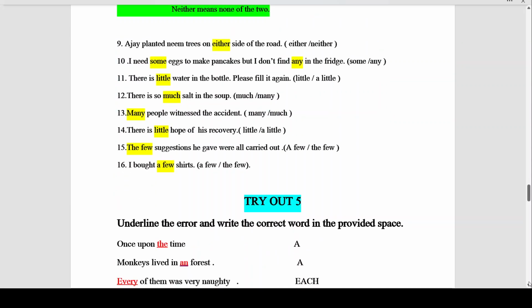Ajay planted neem trees on dash side of the road, either or neither. Now, a road has only two sides, left side and right side. So, I will write either.